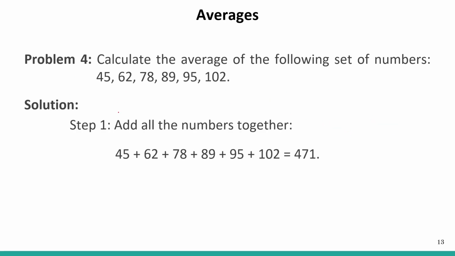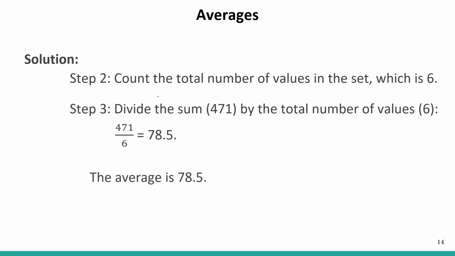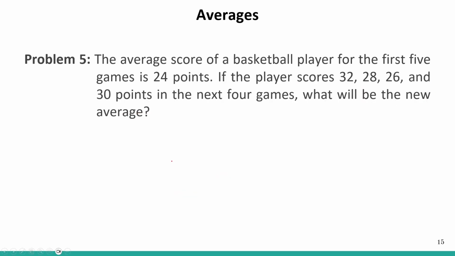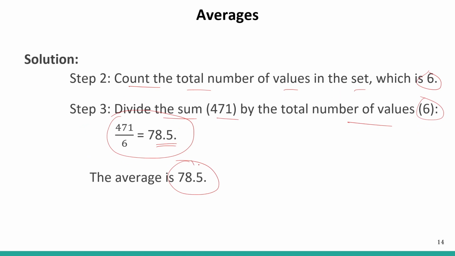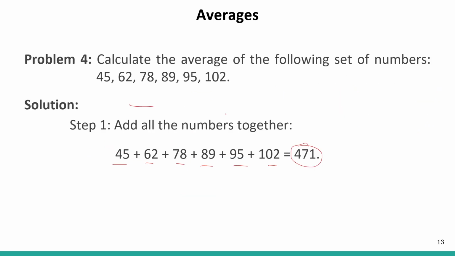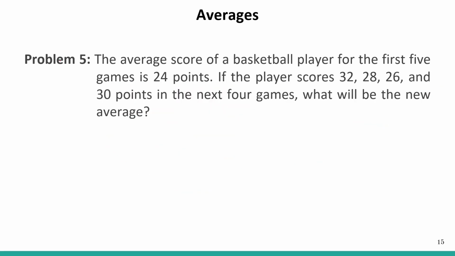Okay, so let's see. Adding all the numbers 45, 62, 78, 89, 95, 102, what we have is 471. Then count the total number of values in the set, which is 6, and divide the sum 471 by the total number of values, that is 6. So 471 by 6 is equal to 78.5. So the average is 78.5, if the numbers we want to calculate the average of are 45, 62, 78, 89, 95 and 102. Okay, let's see problem number 5.